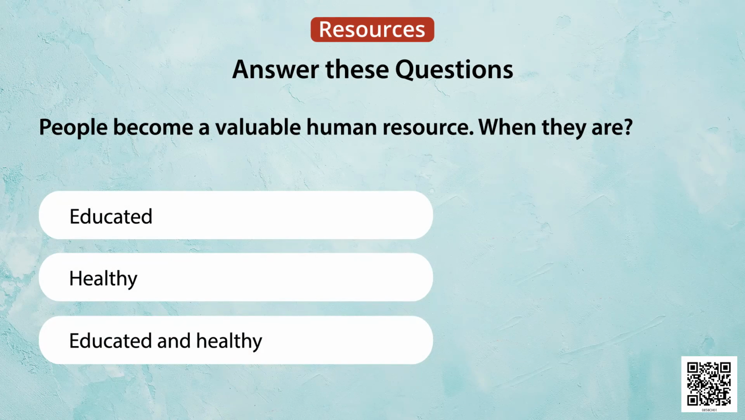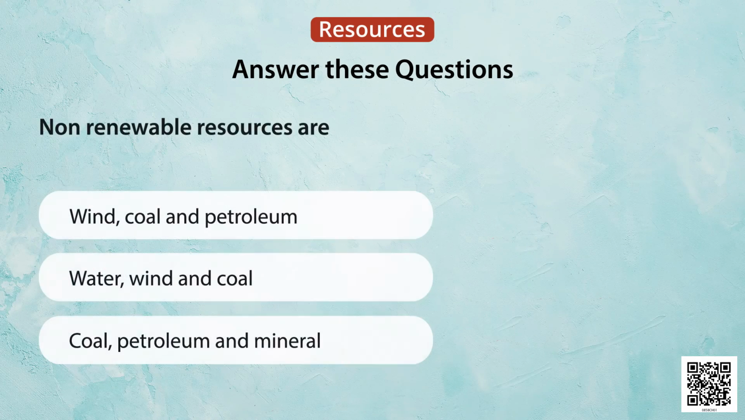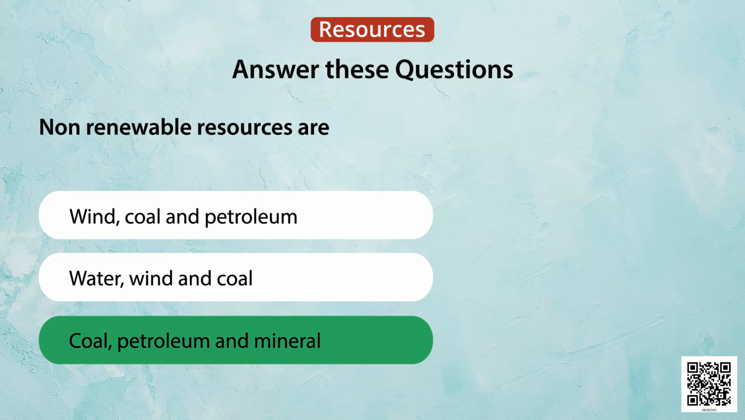People become a valuable human resource when they are educated, healthy, or educated and healthy. The right answer is people become a valuable human resource when they are educated and healthy. Third question: non-renewable resources are wind, coal and petroleum; water, wind and coal; or petroleum and minerals. The right answer is non-renewable resources are coal, petroleum and minerals.